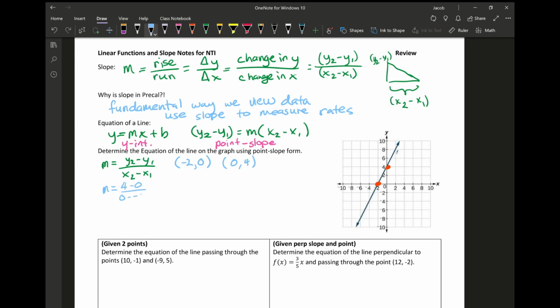So we have a double negative for that first point, meaning our slope is 2, it's positive. And if you remember, positive slope goes up and to the right, like this one does, and negative slope would go down and to the right.